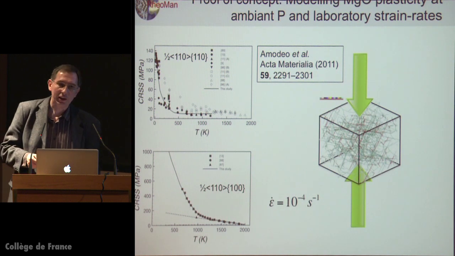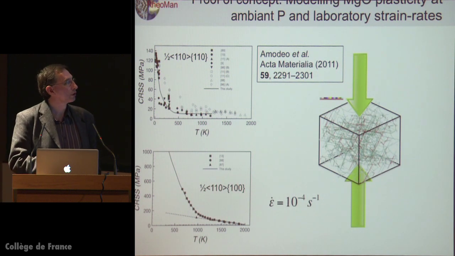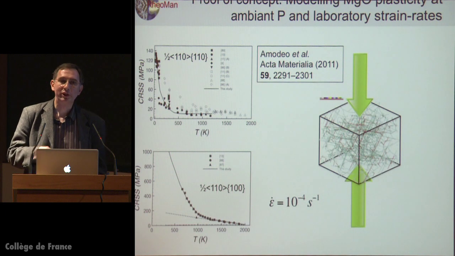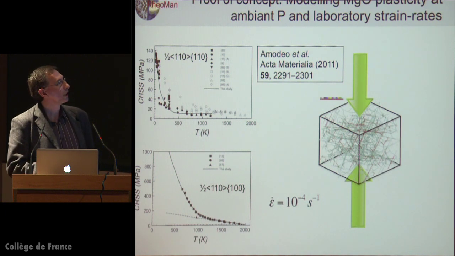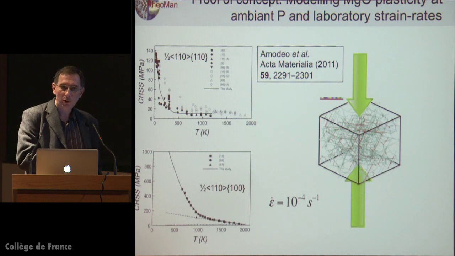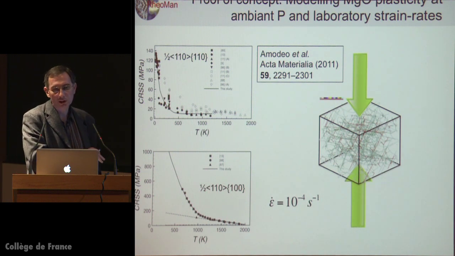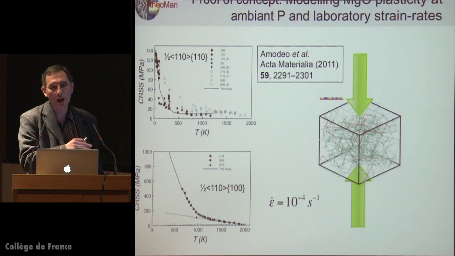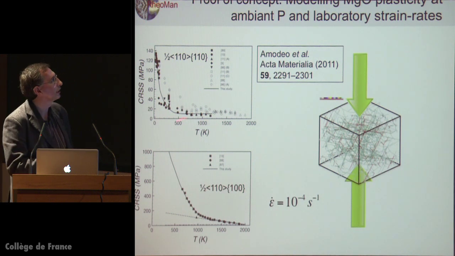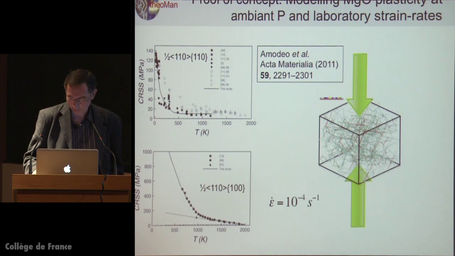So that was, if you like, our proof of concept, and we wanted to show that we were able to predict something that we knew, the behavior of MgO. I would like to emphasize that this multi-scale model starts from the atomic scale, from the electronic structure, and there's no adjustable parameter in that, so it's really a reprediction of the model.